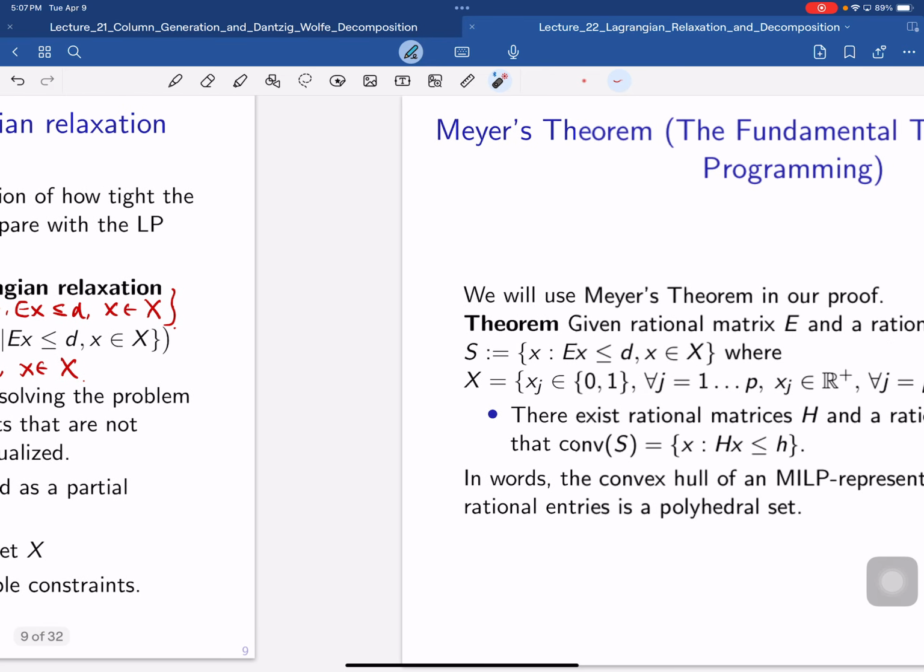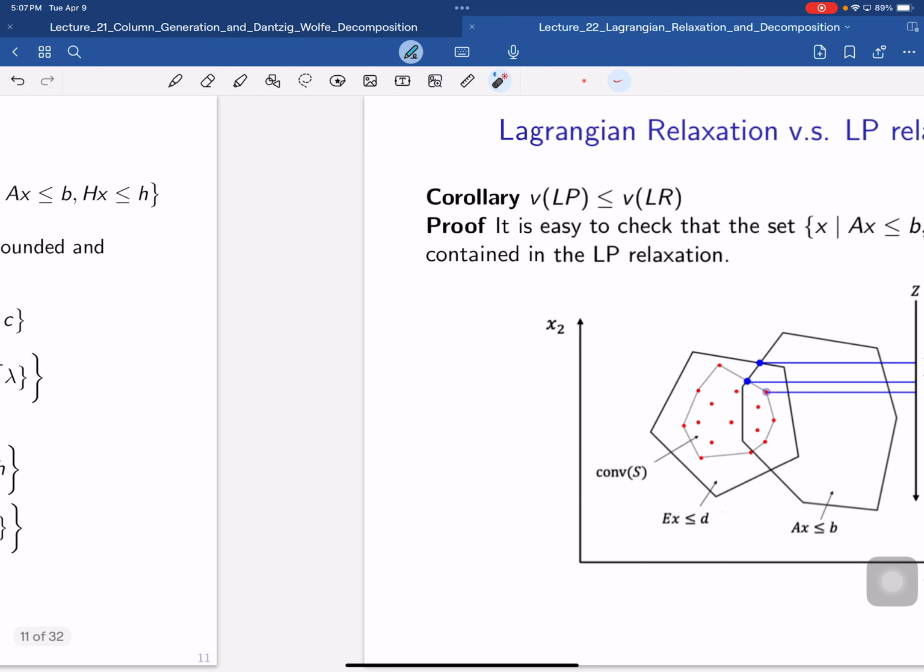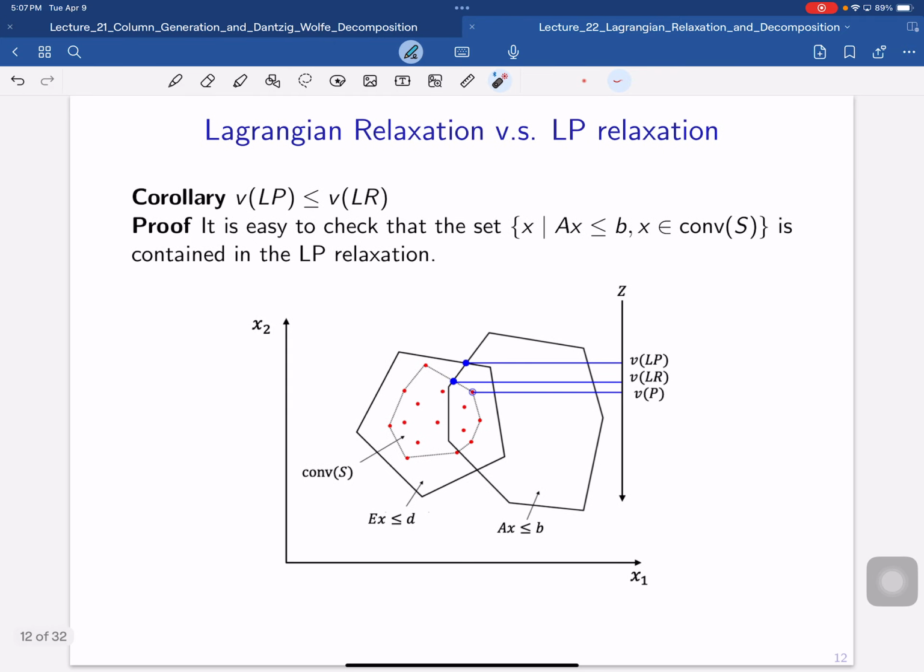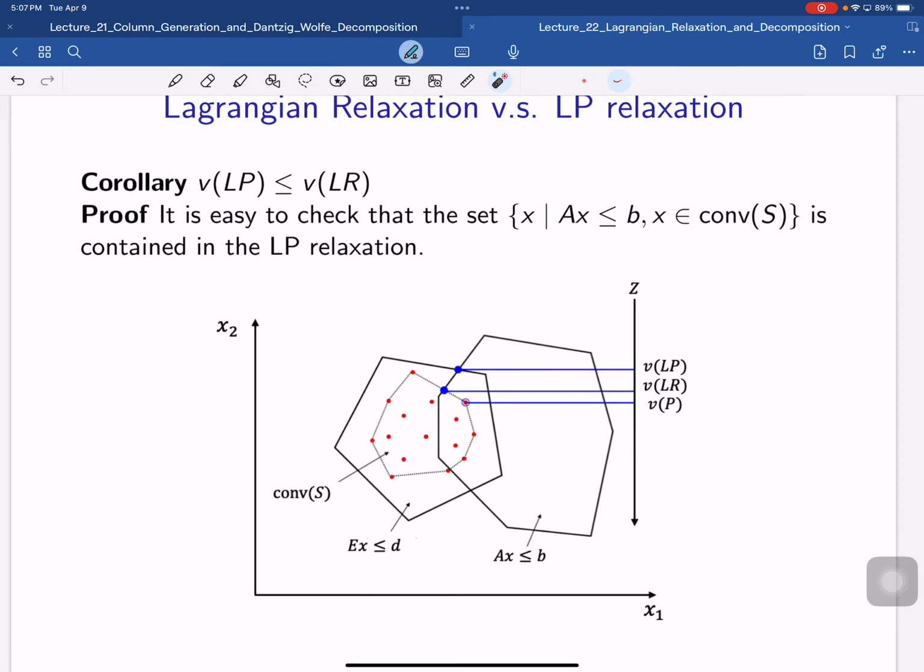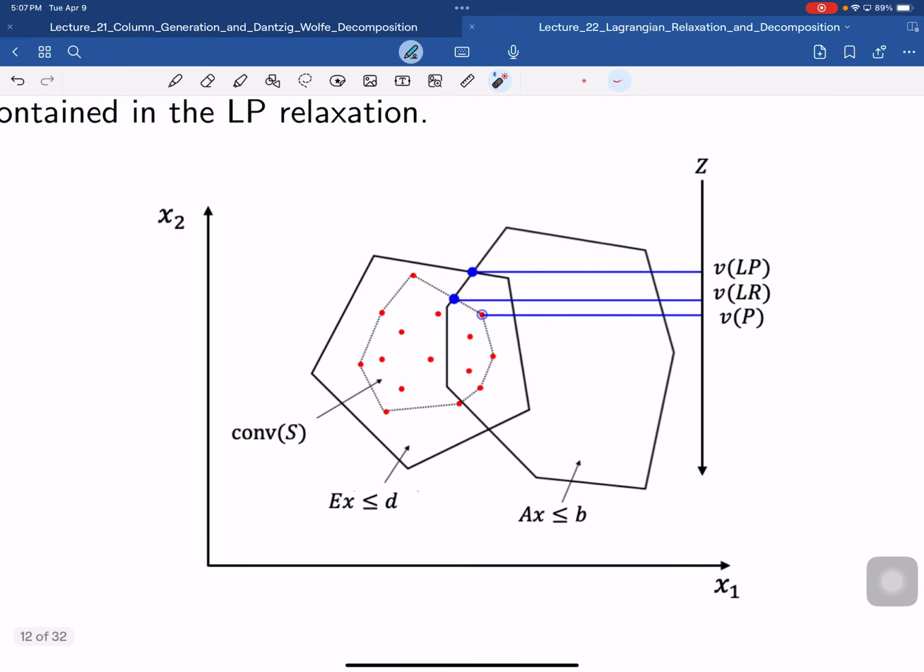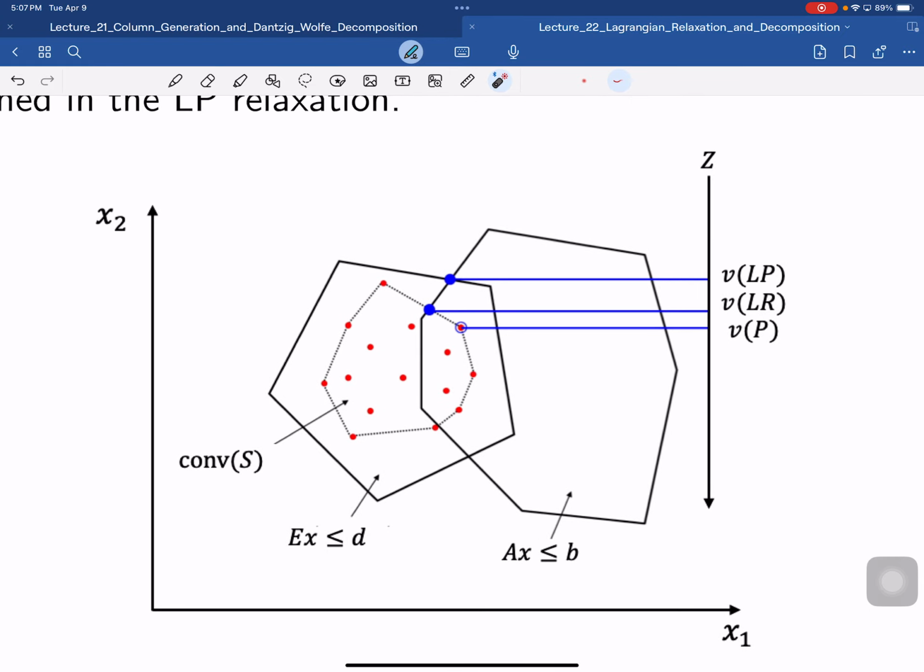Okay, so maybe before we show the proof, let's show a geometric intuition of the primal characterization of Lagrangian relaxation. So let's first look at this problem, and then let's look at where the value of the LP relaxation is.